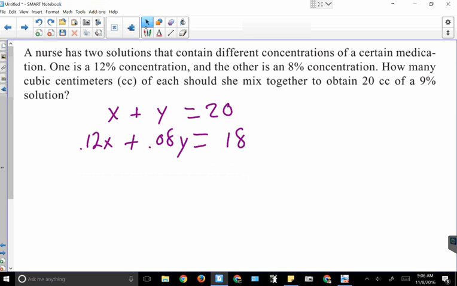So what I would probably do is multiply the top equation through by a specific number. And in this case, I'd probably take negative 0.08.